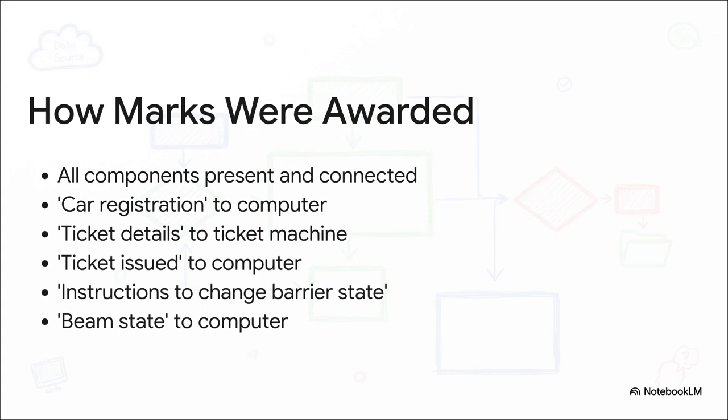So let's get into the nitty-gritty. How did this get all the marks? Well, it's basically a checklist. First, did you get all the components on the page and connect them? Boom, that's a mark. Then it's all about the labels. Did you show the number plate reader sending car registration to the computer? That's a mark. The computer sending ticket details to the machine? Another mark. The machine sending ticket issued back? Yep, that's a mark too. Instructions to change barrier state? Mark. And the beam state from the radar? Another mark. See? It's just a series of logical connections, no magic involved.